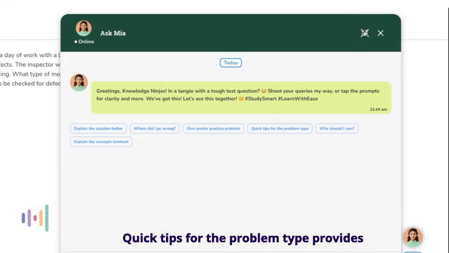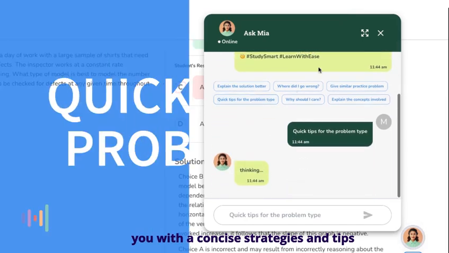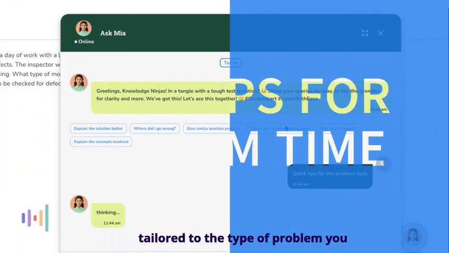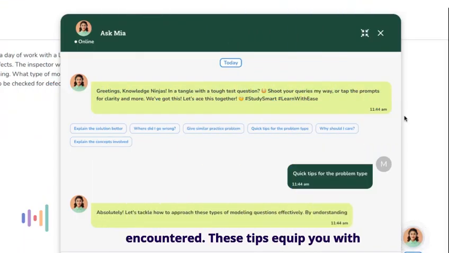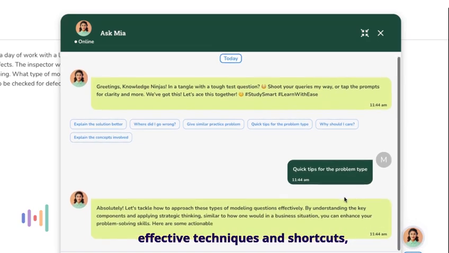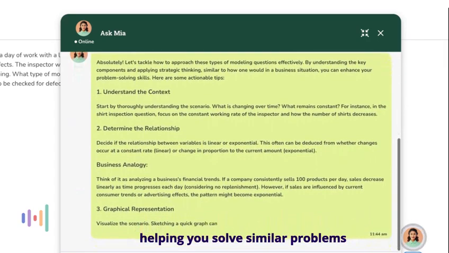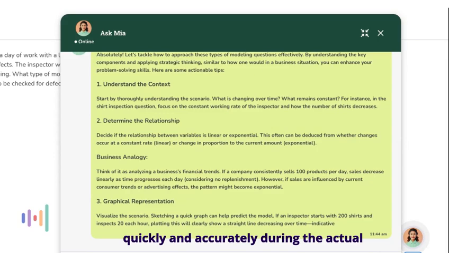Quick Tips for the Problem Type provides you with concise strategies and tips tailored to the type of problem you encountered. These tips equip you with effective techniques and shortcuts, helping you solve similar problems quickly and accurately during the actual test.